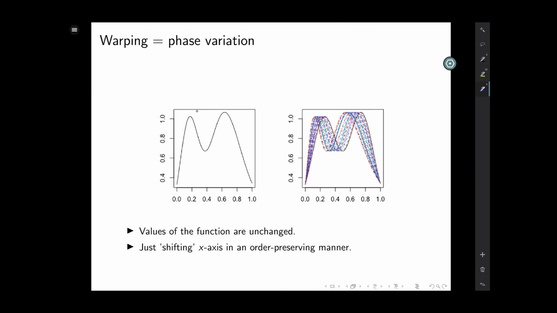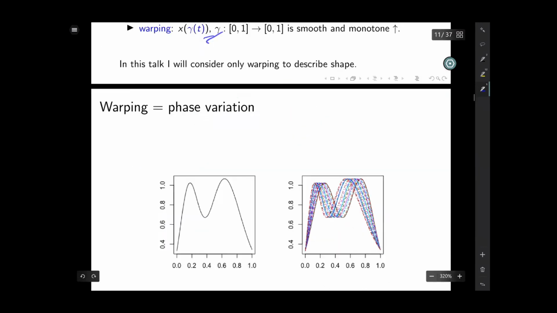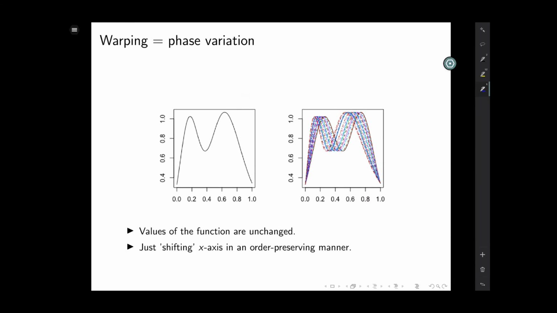This warping variation effectively gives us phase variation in a function. If I start off with the black function on the left, and I warp the x-axis using transformations of this sort, I end up with a bunch of curves on the right, one for each transformation I apply. It's quite evident that the function values do not change at all. The entire sequence of y values for this function is observed here as well. They're preserved entirely, but only where they occur on the x-axis is changing. And it's changing not arbitrarily, but in an order preserving way. You will either move everything to the right or everything to the left or in some way. So effectively, you're not really changing the shape of the function.